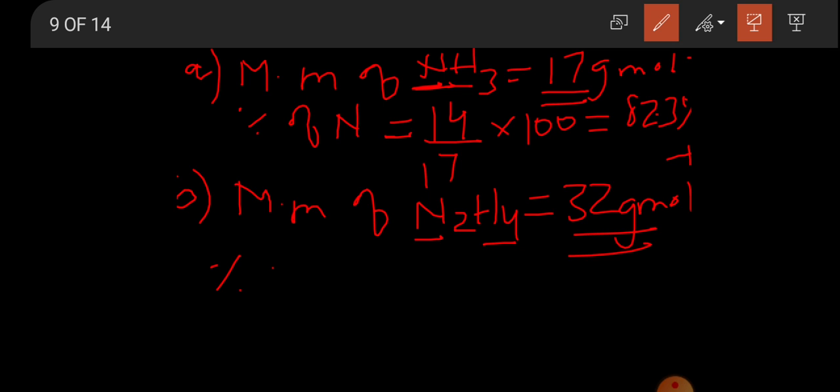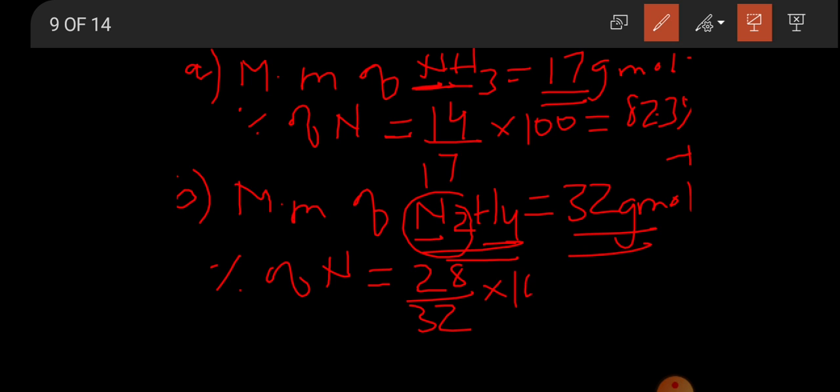So what is the percentage of nitrogen in N2H4? Percentage of nitrogen is 14 multiplied by 2, that is equal to 28. What is the total mass of this compound? That is 32, multiplied by 100. So what is the percentage by mass? That is equal to 87.5%. So in this compound the percentage is greater as compared to ammonia.